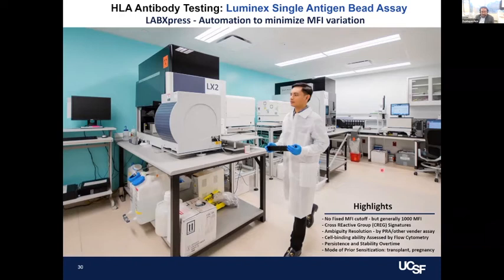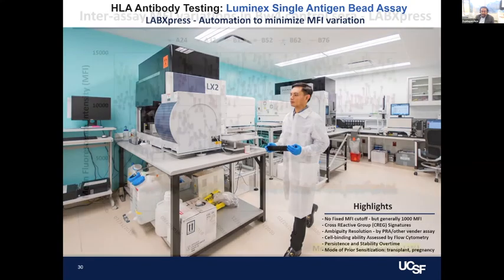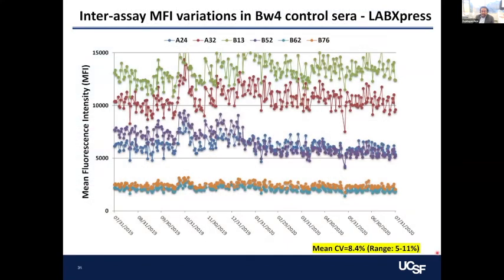We use automations that come with the pipetting, centrifugation, PCR machines, and Illumina. You just set up the assays and feed them into the machines, and the machines handle the rest. Using this kind of automation, we minimize the MFI variations, but still the CV is like 8.5%. So the changes can be like 2000 plus or minus.